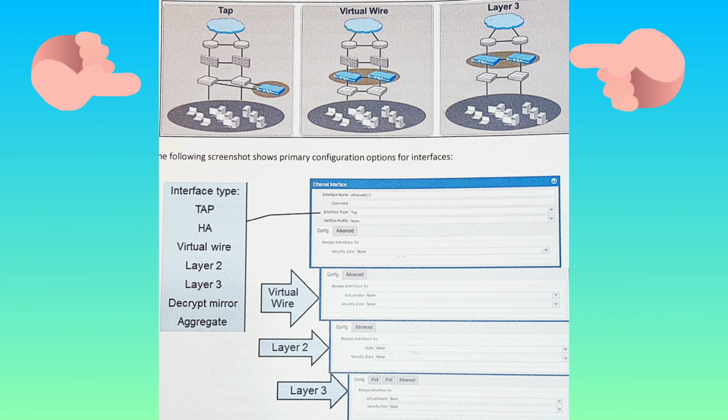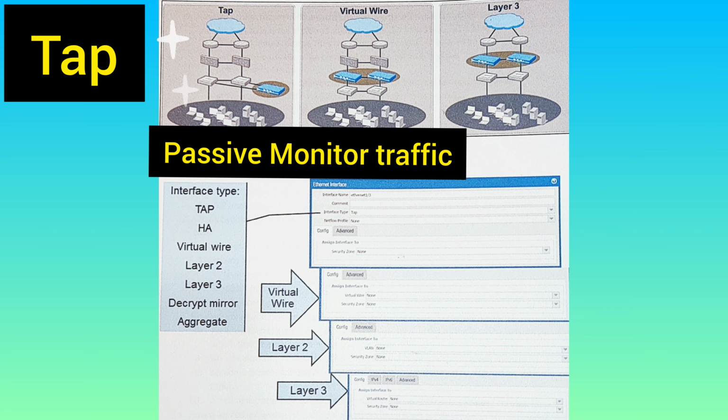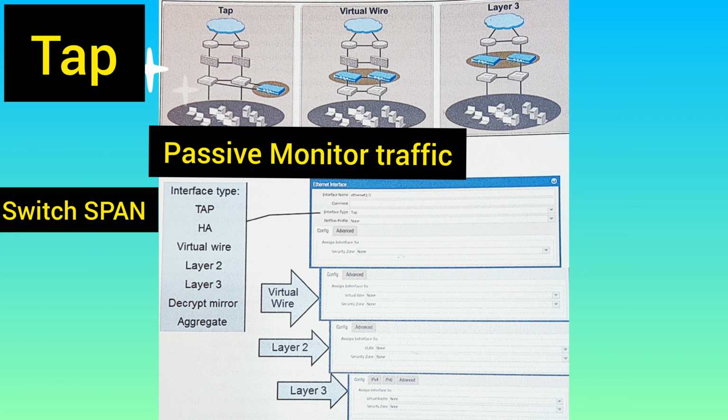As shown in the figure, we'll be going to touch each and every interface available in Palo Alto firewall one by one. So let's begin. Let's begin with tap. A network tap is a device that provides a way to access data flowing across a computer network. Tap mode deployment allows you to passively monitor traffic flows across a network using a switch SPAN or a mirror port.